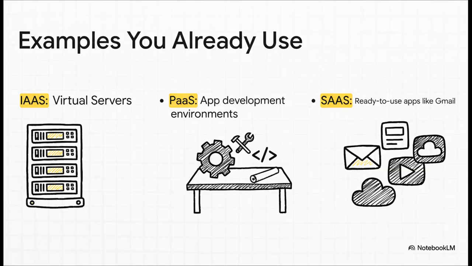And the funny thing is, you're using all 3 of these every single day, maybe without even thinking about it. SaaS is the easy one. That's your Gmail, your Netflix. It's a finished product you just use. PaaS is more for developers. It's a platform they use to build applications without having to manage the servers underneath. And IaaS, things like Amazon EC2, are the raw building blocks. They're the virtual servers that everything else is built on top of.